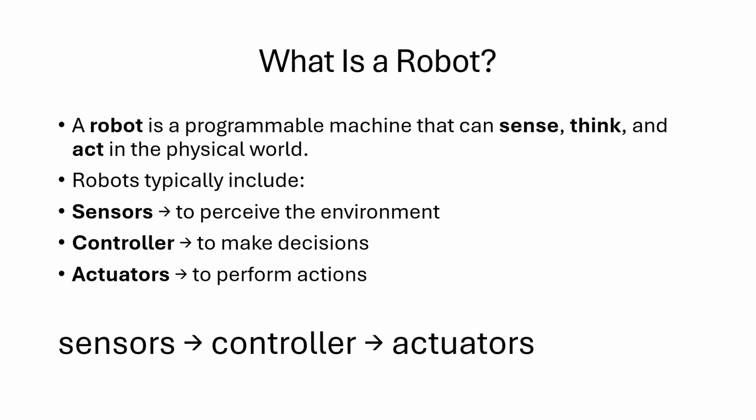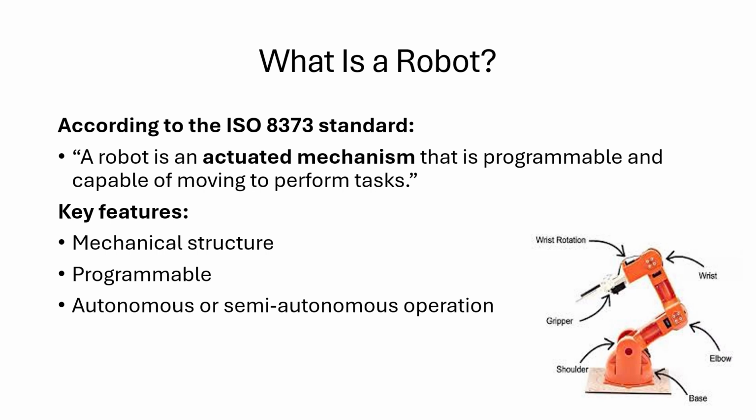Okay. According to the ISO 8373 standard, a robot is an actuated mechanism that is programmable and capable of moving to perform tasks. This definition emphasizes two things. The first one is that a robot doesn't just sit still, it interacts with the physical world. And the second is that it must be programmable, meaning we can change its behavior.